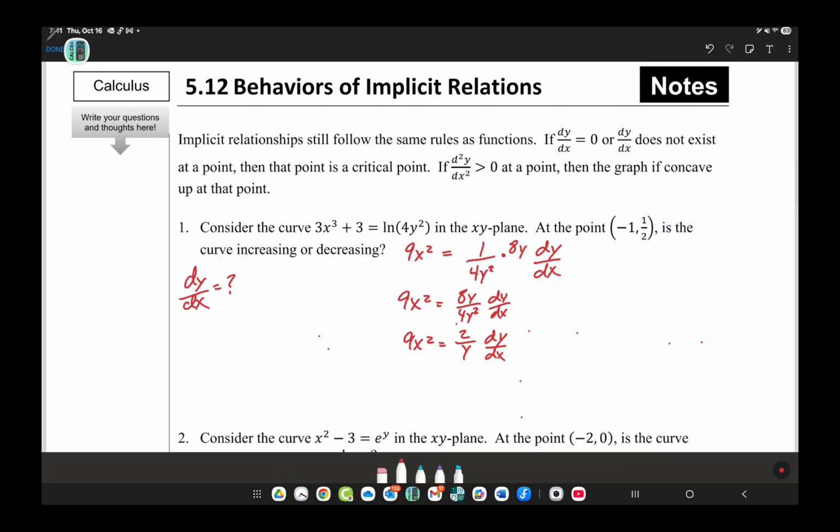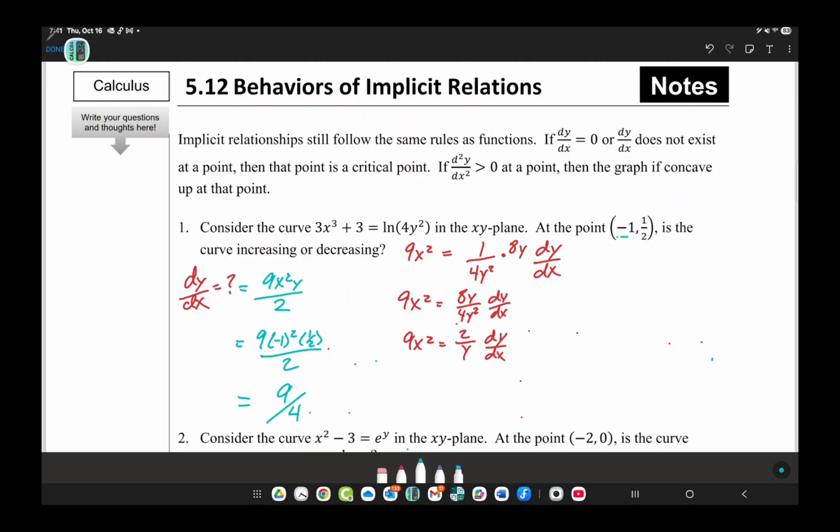So dy/dx is equal to 9x squared y over 2. Now, when you plug in, we are going to plug in for both x and y. X is negative 1, so it gives me 9 times negative 1 squared times 1/2 over 2. That is going to give me 9 over 4. Oop, yeah, positive 9 over 4.